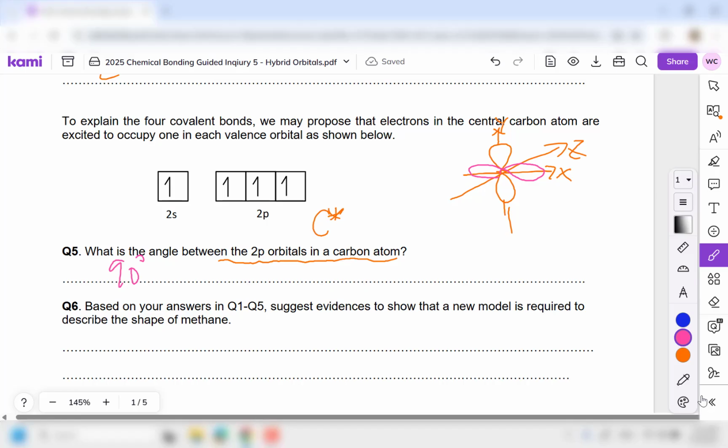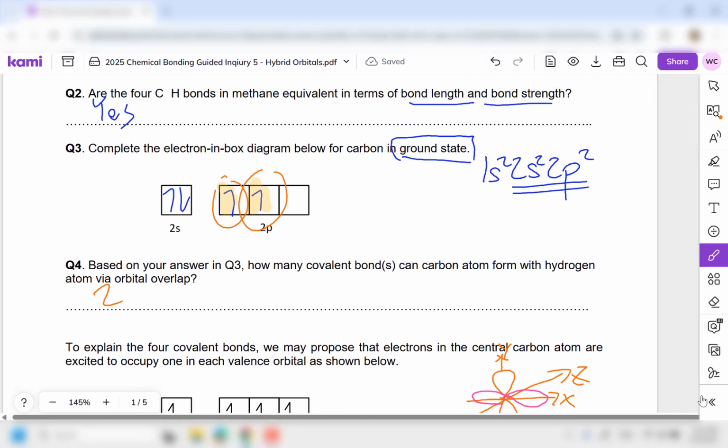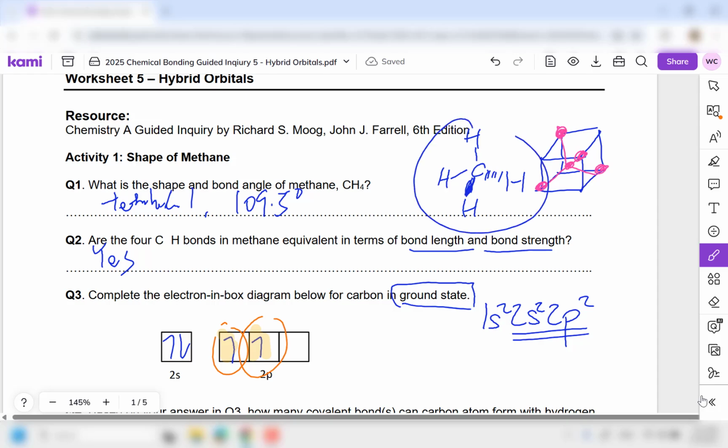Then based on your answers in question 1 to question 5, suggest evidences to show that a new model is required to describe the shape of methane. So again here, they ask you for your suggestion. Why is it that a new model is needed? So there are many reasons you can use to actually explain this. Okay, so number 1 is methane is tetrahedral in shape, right?